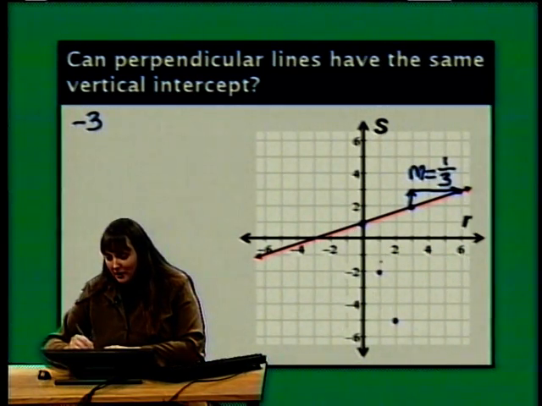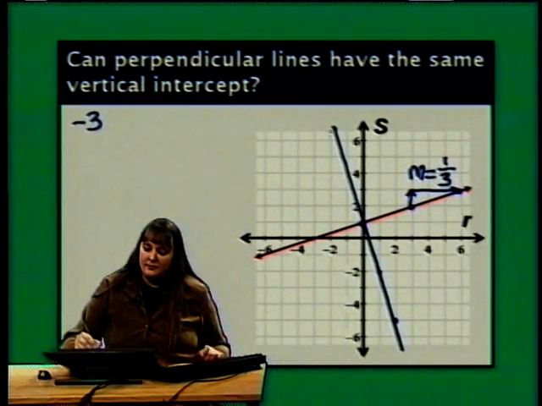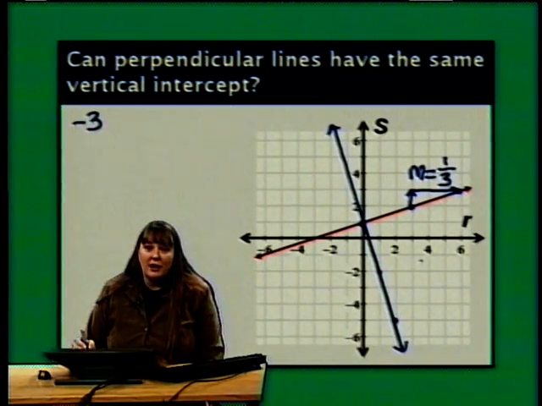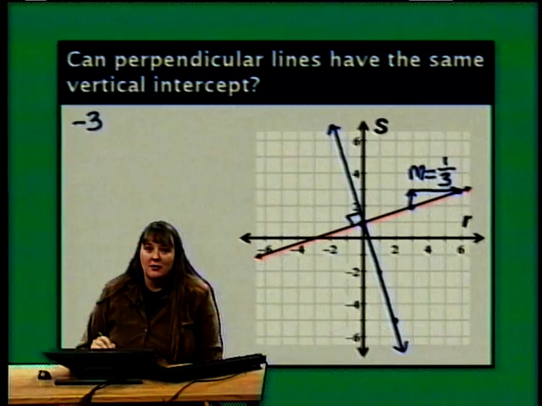The slopes are opposite reciprocals. Since the scales on both the r and s axis are the same, it should appear that these two lines meet at a right angle.